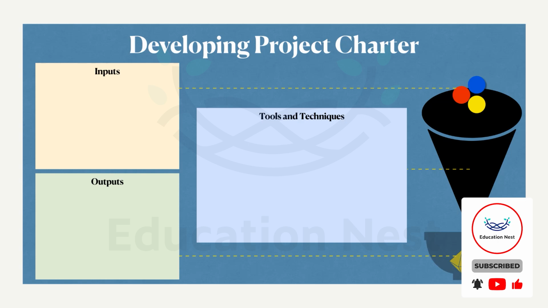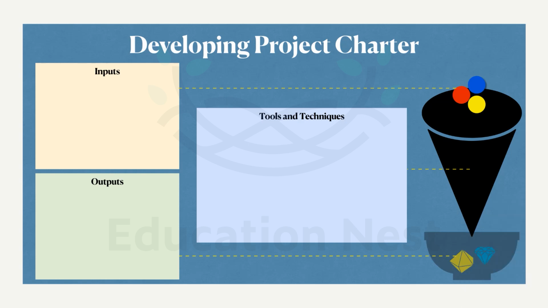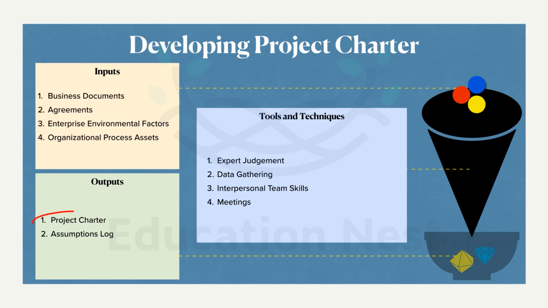So let's begin. Developing the project charter. The 2 main outputs of this process are the project charter and the assumptions log. Let's understand these terms. The document which authorizes the project manager to start the project is called the project charter. This can just be a single document for the whole project, or if a project is too huge to be declared at once, the charter is sometimes authorized phase-wise. So phase 1 has a separate charter, phase 2 has a separate one.